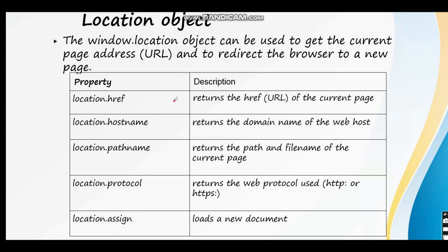Next, the location object. The window.location object can be used to get the current page address, that is the URL, and to redirect the browser to a new page. Here these are the properties and these are the descriptions of these properties. Like if I take location.pathname, then this returns the path and file name of the current page. If I take location.assign, it is going to load a new document. So these are the properties and descriptions of the location object.